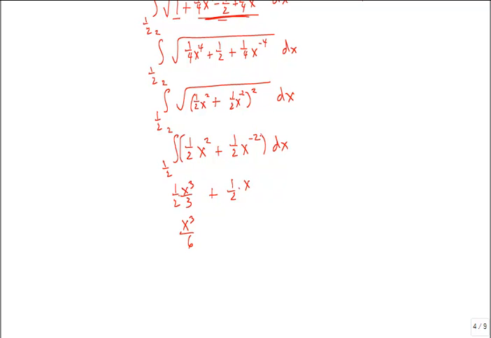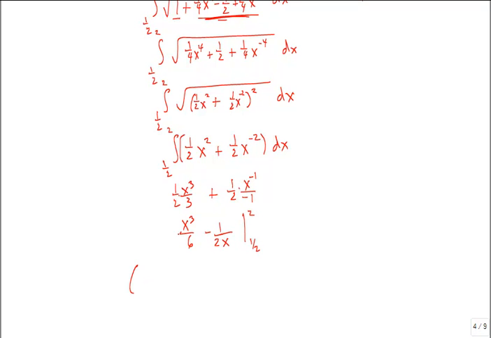And then this 1/2 stays put. When I add 1 to this power, negative 2 plus 1 is negative 1. So when I divide by that negative 1, this becomes a minus 1 over 2. And then I'm going to move that x to the negative 1 down to the bottom. And now I'm ready to plug in my bounds.